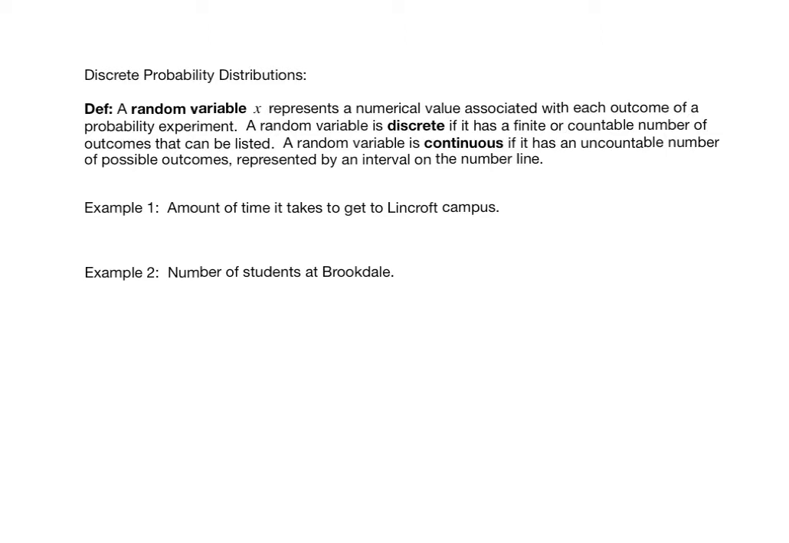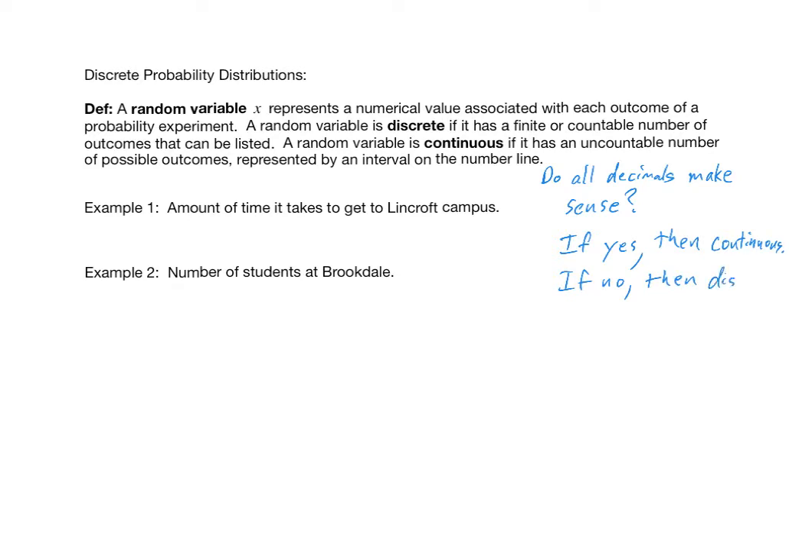I suggest asking yourself one question. Do all decimals between two numbers make sense? And you'll see what I mean when we look at the examples with this. If yes, then you're dealing with continuous data, or a continuous variable. If no, then you're just dealing with a discrete variable. So let's ask ourselves this question with each of these two examples.